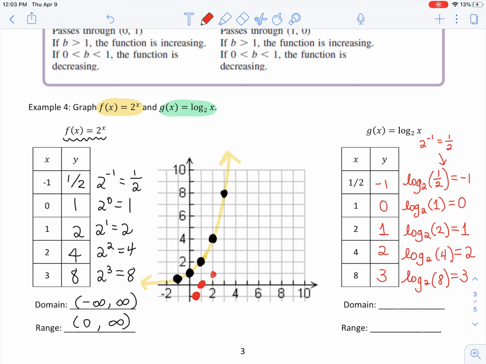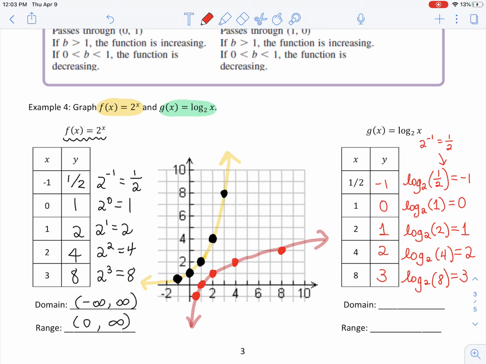Next, 2 to the right, up 1. 4 to the right, up 2. And lastly, my last point is 8 to the right, up 3. Now, let me connect these with the line, or with the curve. Go up that way. But remember, we have a vertical asymptote at x equals 0.